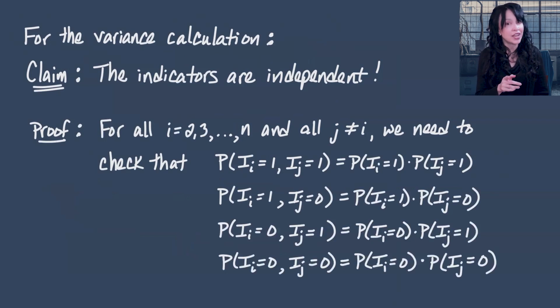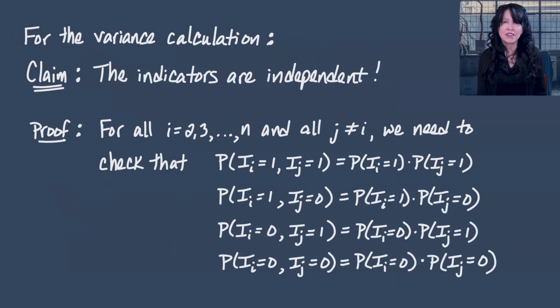But we also need to check the probability that I sub i is 1 and, say, I sub j is 0 factors into those individual probabilities. And I sub i equals 0 and I sub j equals 1. And finally, I sub i equals 0 and I sub j equals 0. And actually, you can get one of these for free, because these probabilities need to add up to 1. So you really don't need to check all of these, but it is a lot of checking, and it will depend on your values of i and j, or more specifically, it may depend on how far away j is from i. We saw something like that last time.